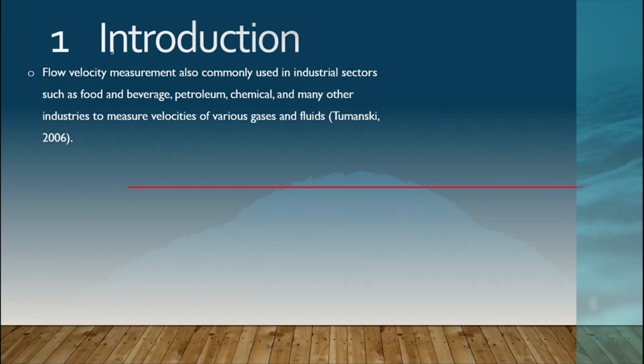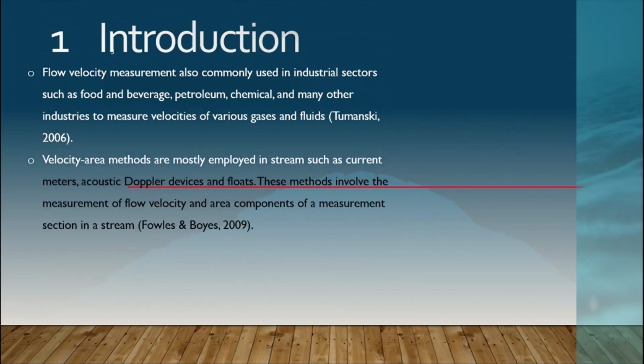So for the introduction, I start with Tumansky 2006. Flow velocity measurement is also commonly used in the industrial sector, such as food and beverage, petroleum, chemical, and many other industries, to measure the velocity of various gases and fluids. Velocity area methods are mostly deployed in streams, and such meters include the current meter, acoustic Doppler device, and floats.